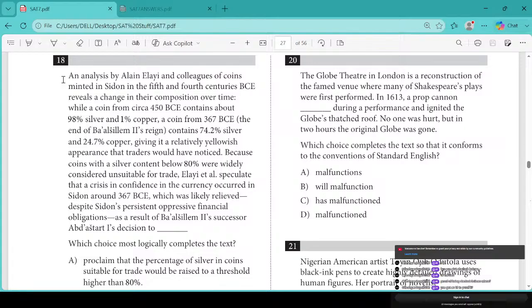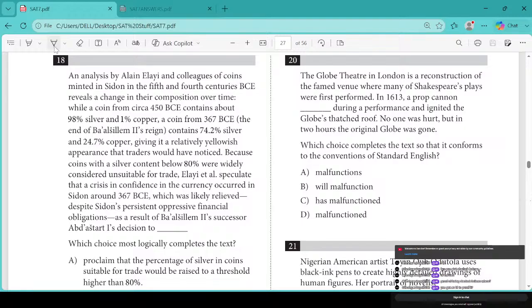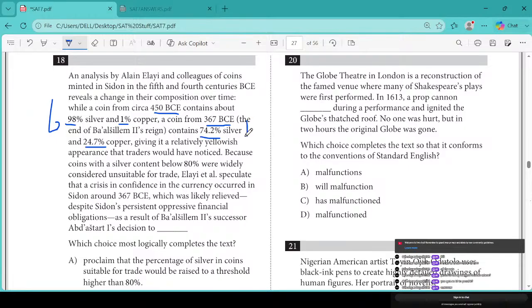Anyways, I think I got the basic idea here. Let me grab a pen. So basically, 550 BC, 98% silver and 1% copper. That's a coin. A coin from 550 BC, there's 98% silver and 1% copper. But then 367 BC is 74-ish silver and 24 copper. So it's not as pure, right? You see here the silver content is high, and here it's really low.